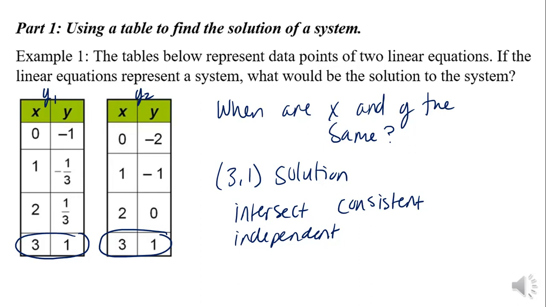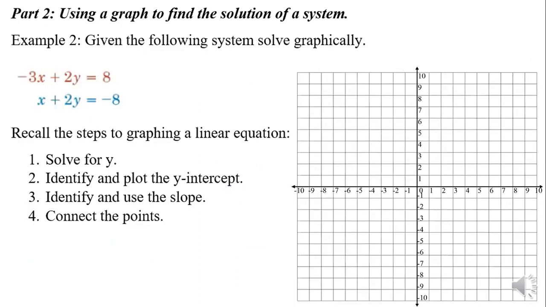Any questions about reading a table to determine whether it's a solution or not? Okay, cool. Now let's go to a graph. So what if I wanted to find graphically what type of system I have? Well, there are 4 steps that you follow.